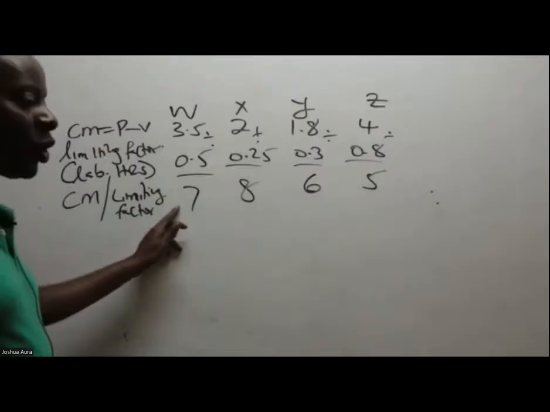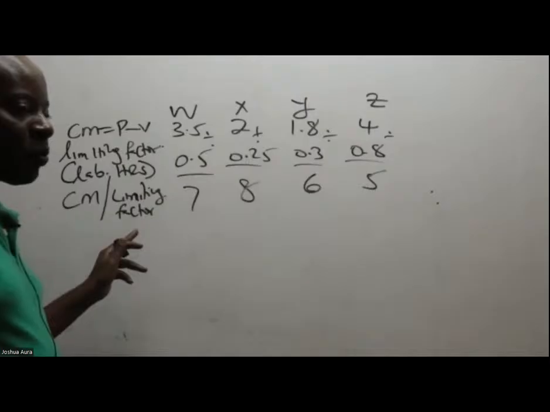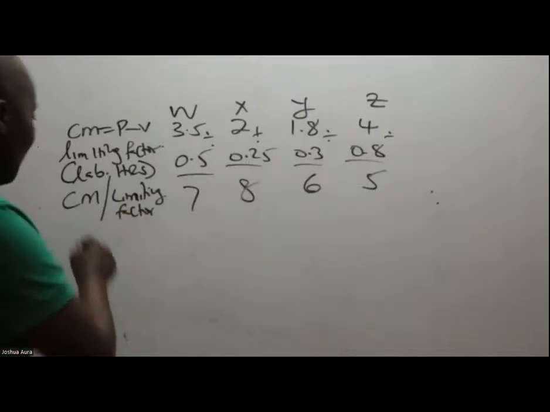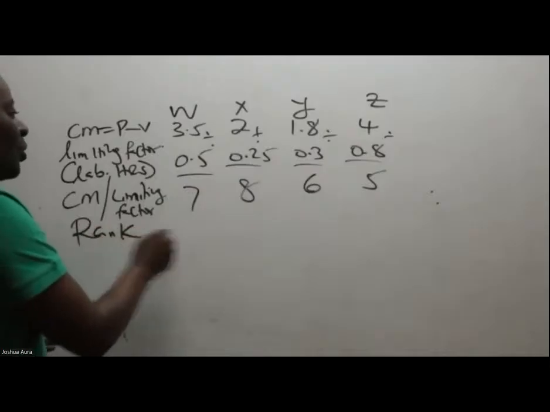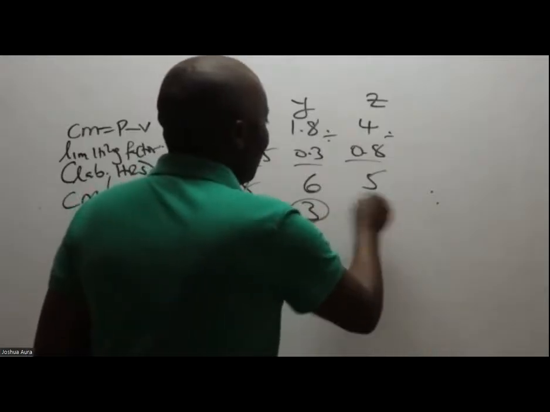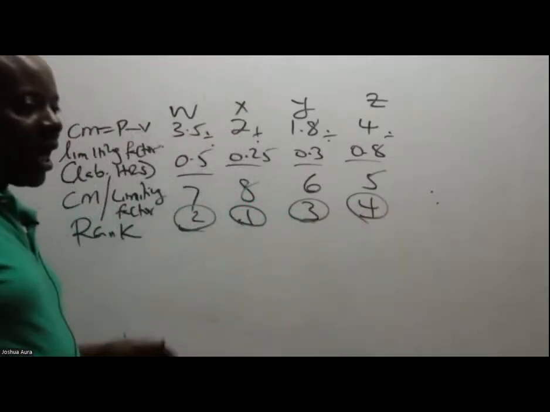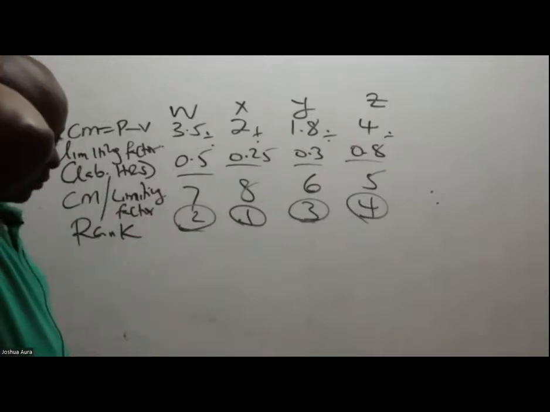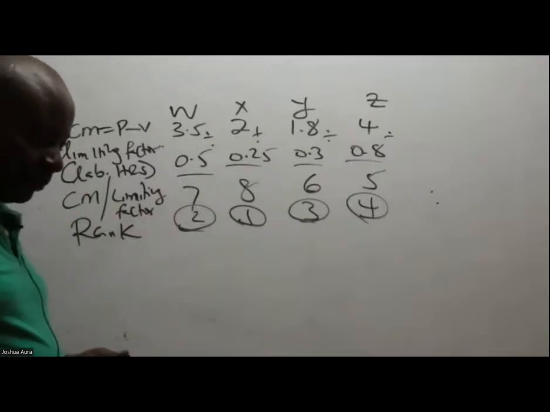So after this, what should be the next thing to be done? We rank them, yes. So the higher, the better. So the one that takes number 1 is this, this takes number 2, this takes number 3, this takes number 4. Like that. After ranking, what should be the next step?